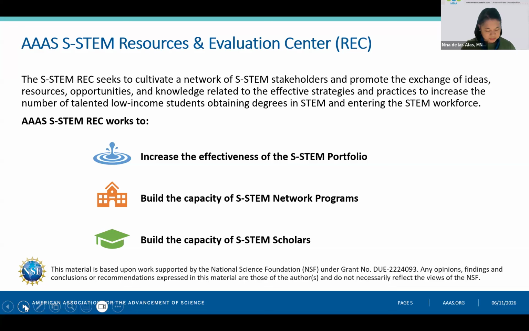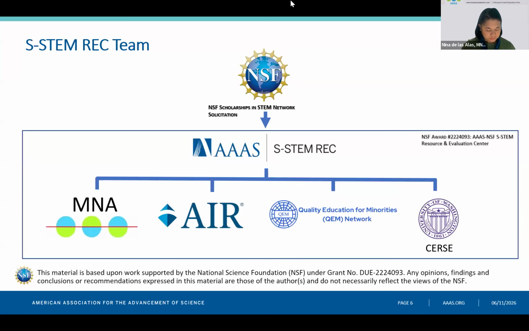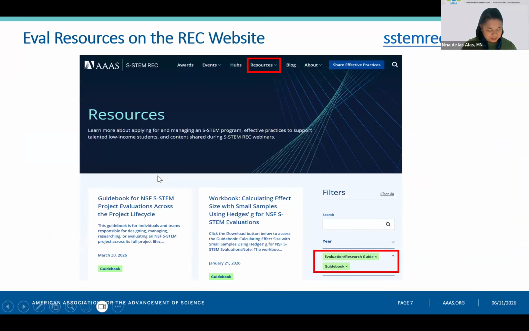Next slide, please. The REC has a robust resources section in the website. You can access evaluation and research guides and guidebooks, webinars, recordings, and evidence-based repositories by clicking the resources from the menu bar that you see there. Then using the preset filter, select the types of resources you need. And with that, I'm going to turn it over to Kavita. Thank you.